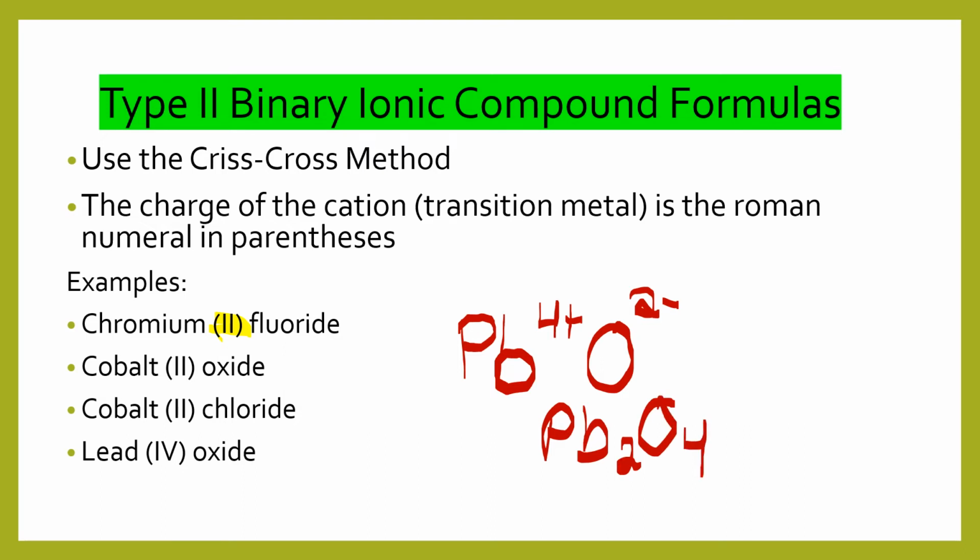Now here's the deal. When you have a 2 and a 4, you have to simplify or you're going to be incorrect, okay? If you wrote that as your formula, I would have to mark you incorrect. So we have to simplify this or reduce it. So we know that 2 goes into 2 once and 2 goes into 4 2 times. So what our real formula is PbO2.